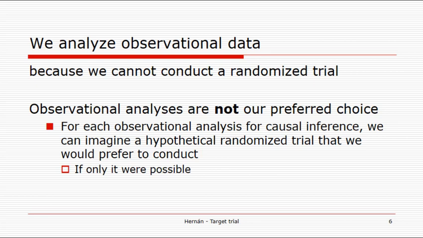So think of that. For any comparative effectiveness question that we have, any comparative safety question that we have, there is, in principle, a hypothetical experiment that would answer that question. But we cannot do it, or we cannot do it now. So we use observational data to emulate that trial. That trial is our target of inference. That is why we refer to it as a target trial.